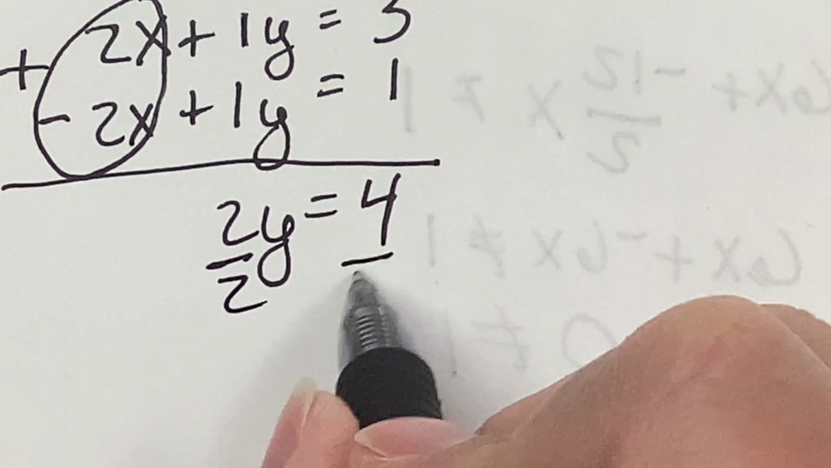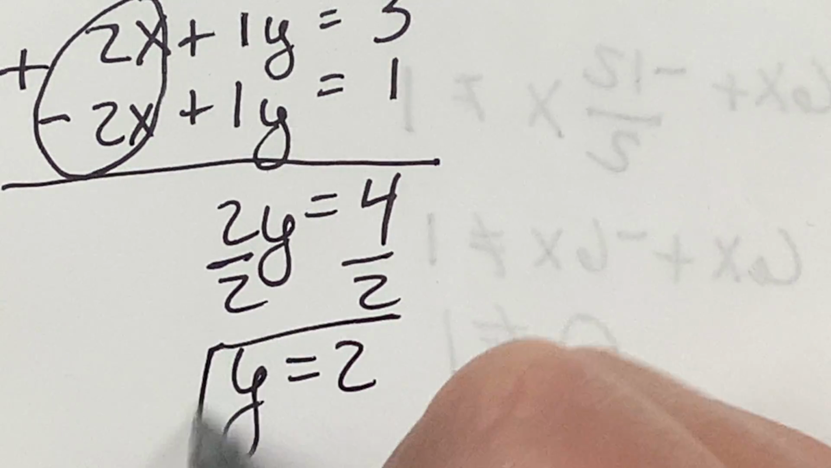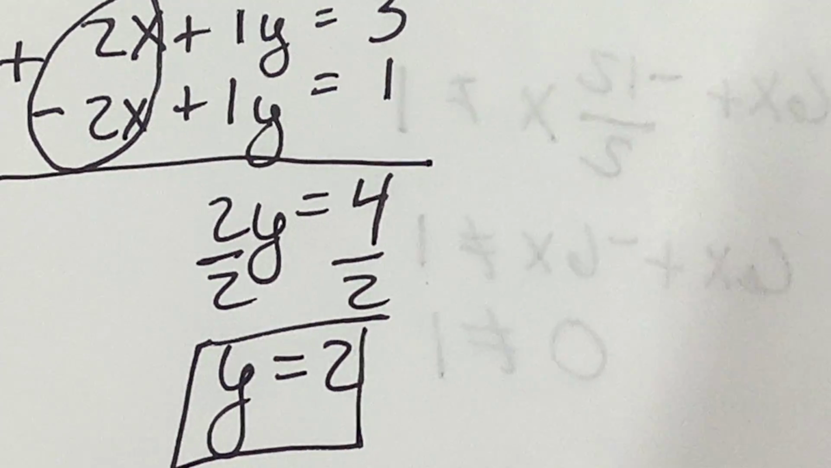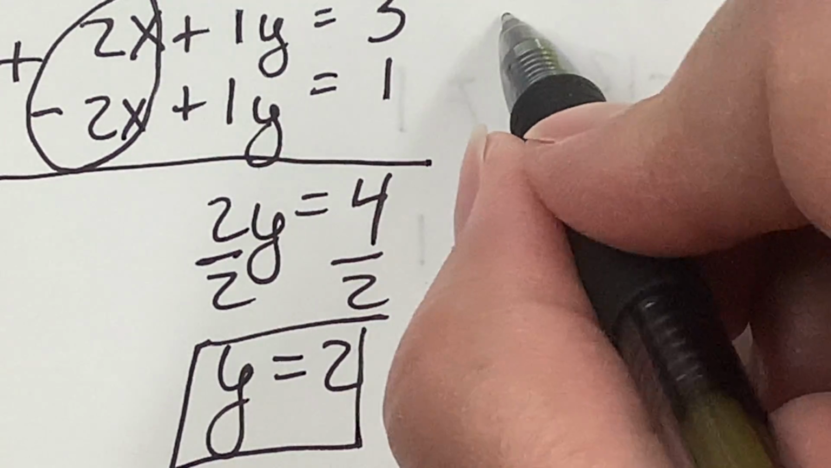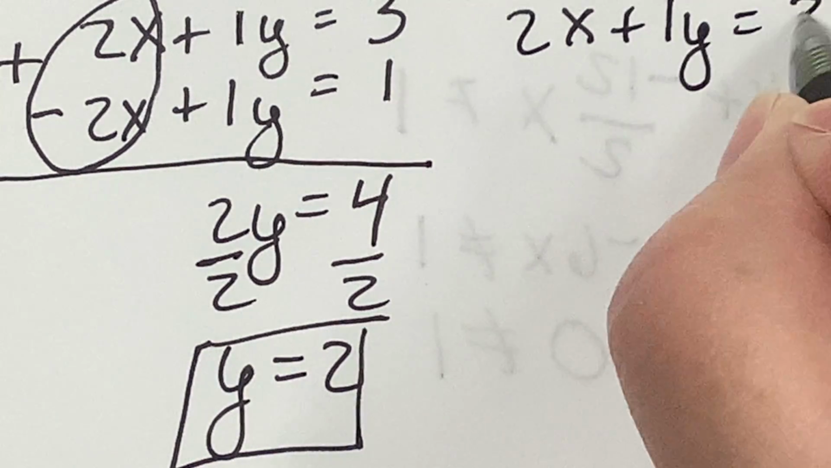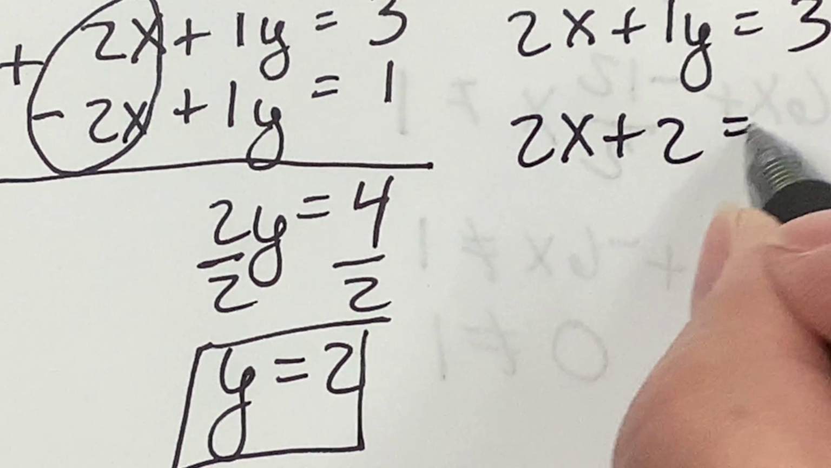Divide by 2, divide by 2, y equals 2. Now I got to go back and get an x. Again, I'm just going to use the top equation. 2x plus 1y equals 3. 2x plus 2 equals 3.